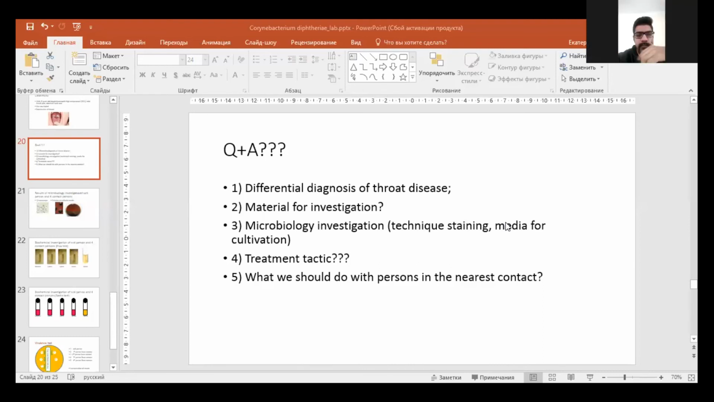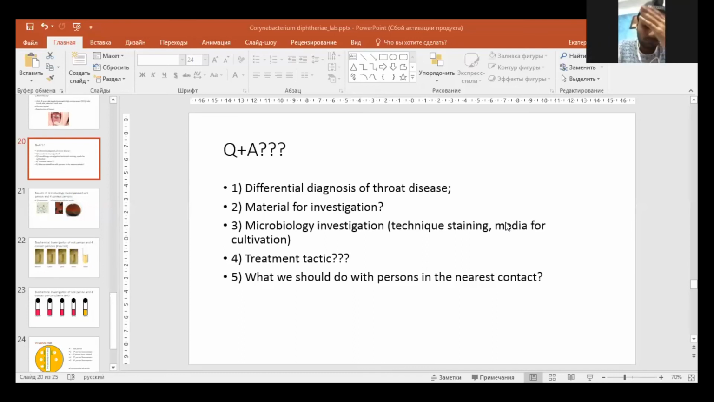After that, we have to notify the public health department. Of course. And after that, we have to inspect and monitor the respiratory condition of the person. And after that, maybe in some cases endocarditis.